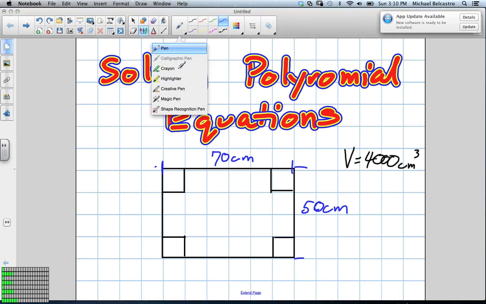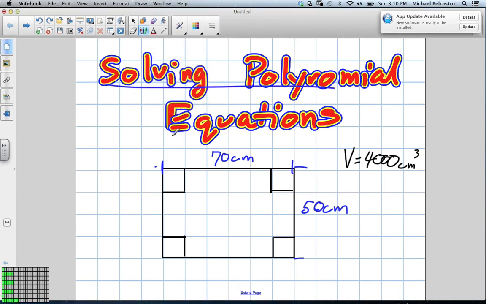Okay, so we're going over solving polynomial equations. They've given us a word problem. They said we have a piece of cardboard and we need to create a box. So the cardboard's length is 70 centimeters by 50 centimeters, and they're hoping to create a volume of 4,000 centimeters cubed in total, right? Hopefully this works since we just made the numbers up ourselves. I think we should get something.